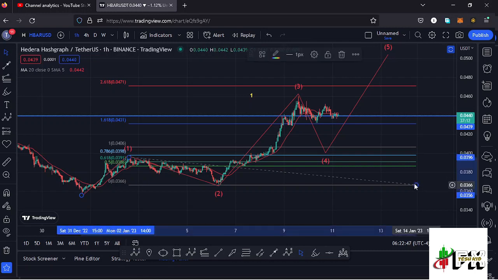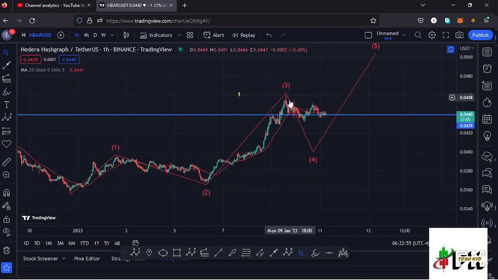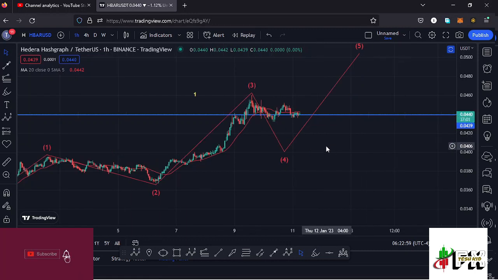And there are chances that we might have seen the high for this wave 3 to the upside at around the $0.0461 mark, and whatever we are seeing right here might be the start of that corrective structure that we expect in the formation of that wave 4.